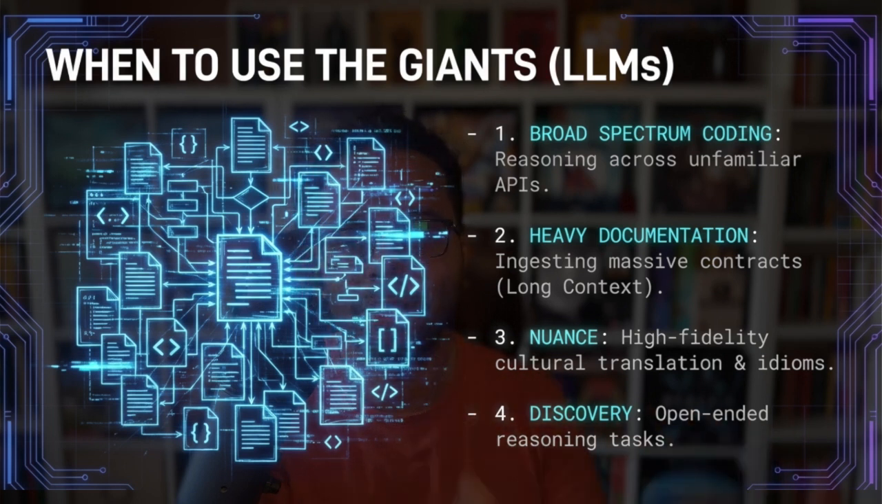When you have more complex and nuanced tasks, like for example translations and idioms, where you want to come up with better answers, better translation from one language to another, then large language models are a better choice. The fourth point is discovery, where you have open-ended reasoning tasks. For example, let's say bio-researchers, right? Or in the financial industry, maybe something where you want to understand strategies around cross-selling of your products.